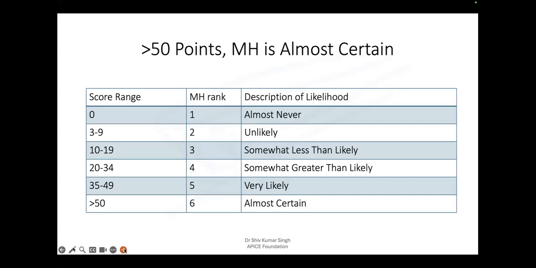So anyone who scores more than 50 points, this is almost certain that MH was present. If it is between 35 and 49, then it's very likely. 20 to 34, somewhat greater than likely. But less than 20 is going to be much less likely to be MH. So this is a good scoring system. You can find this on the internet as well.